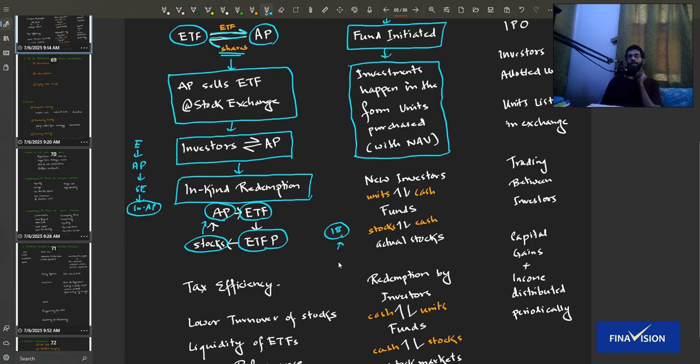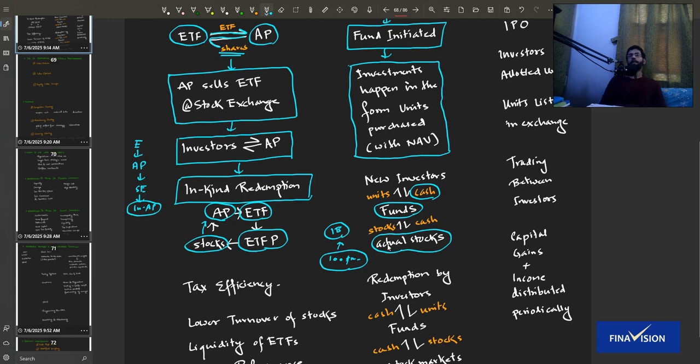Somebody wants to invest, let's say, $100 million here. That investor, he or she, can invest here. And in that way, the total AUM of the fund increases. And how does this happen? New investor provides cash to the fund. That cash is used by the fund to buy stocks, actual underlying stocks based on the information document, right? And in this way, the fund size increases.